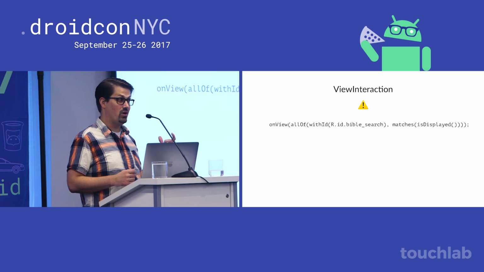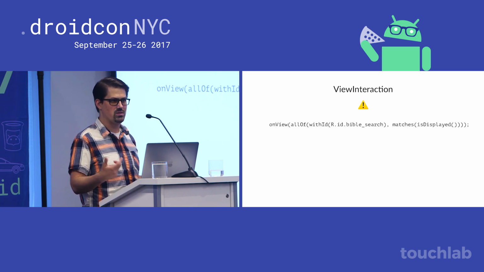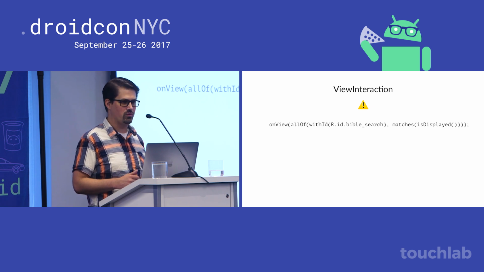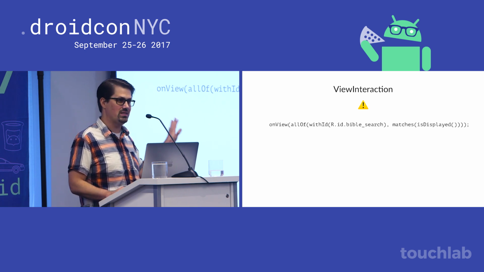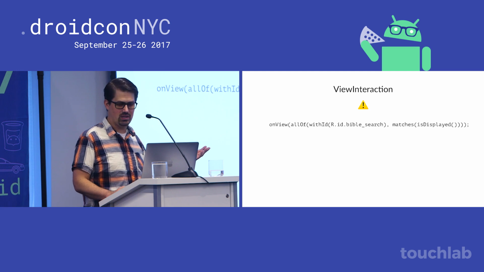So it's important when you call onView to always make sure you're calling .check afterwards, which actually does the work, or .perform if you want to perform the work. So this is just a watch out. If you see this in code reviews or otherwise, the test will pass. It's just not actually checking anything.